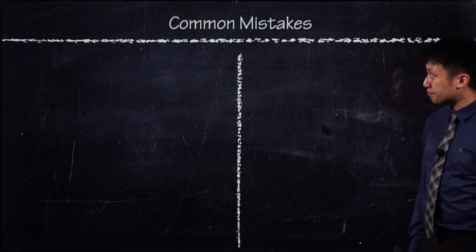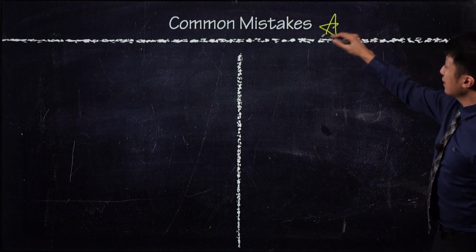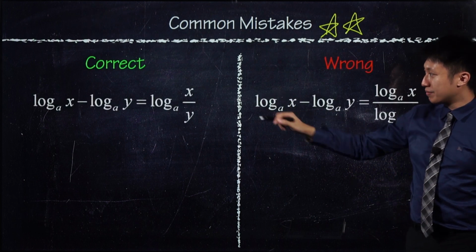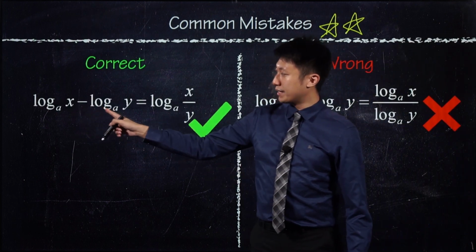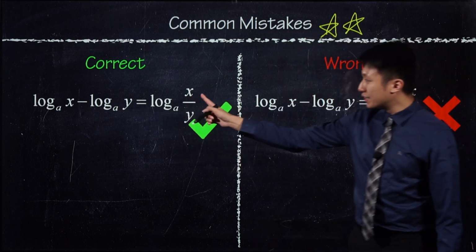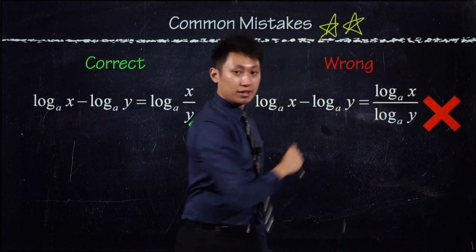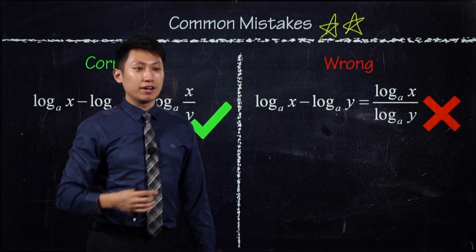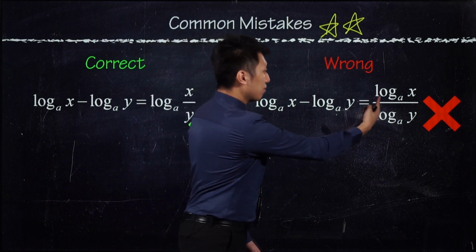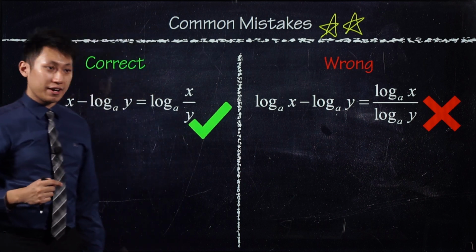Alright, next. Common mistakes. This one is very, very, very important. You got to remember this. The correct one is log x minus log y is equal to log x divided by y. Because of the division, a lot of you thought it's going to be this one, because you remember the formula, oh, it's x divided by y. So sometimes you forget, then it becomes log ax divided by log ay. That's wrong, so you have to be very, very careful.